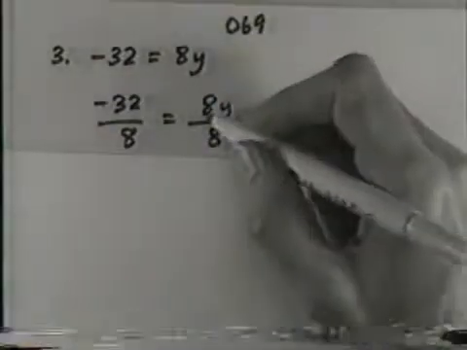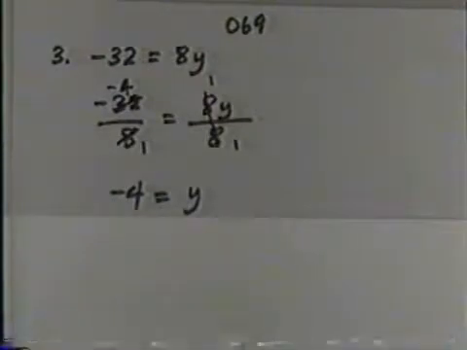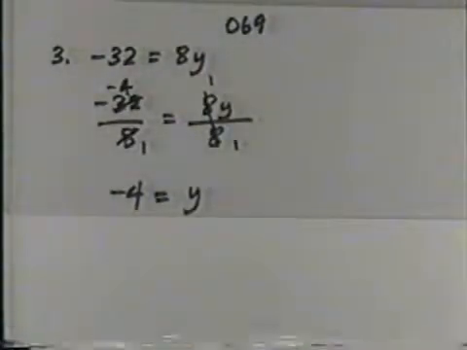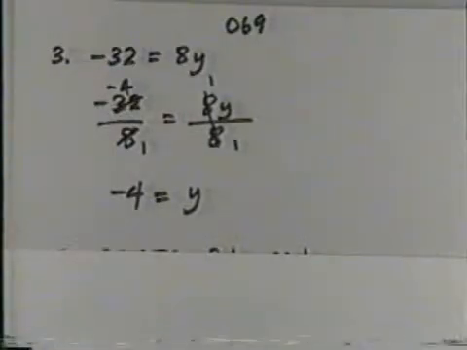Dividing here, the 8's cancel, giving us 1's. The 8 cancels here, giving us negative 4. And so we get negative 4 is equal to y. The check is so easy that I'll leave that check to you, and let's go to some exercises.